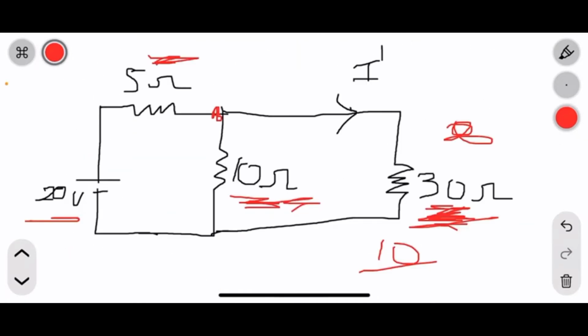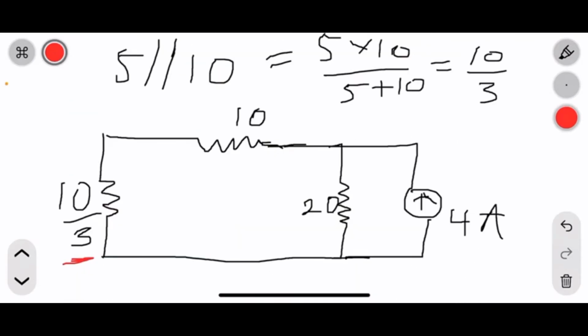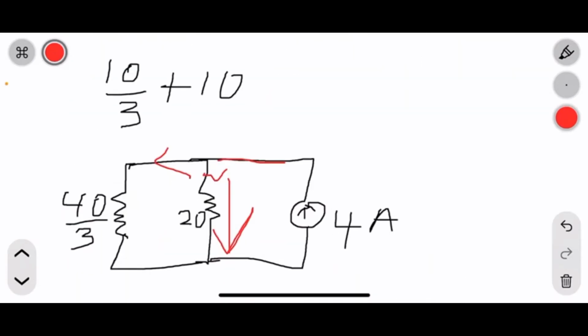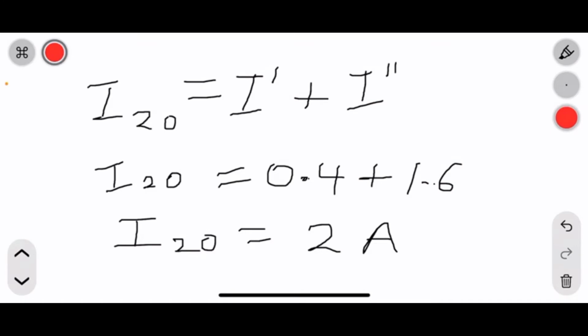Remember also the terminal of the voltage source. When it reaches here, the current is in this direction. So what it means is the current from the current source and the current from the voltage source are in the same direction. So after finding this current through the 20 ohm using the current division rule, we get 1.6 ampere. This 1.6 ampere should then be added to the 0.4 ampere that we found to find the total current flowing through that resistor, the 20 ohm, when the two sources are working together.